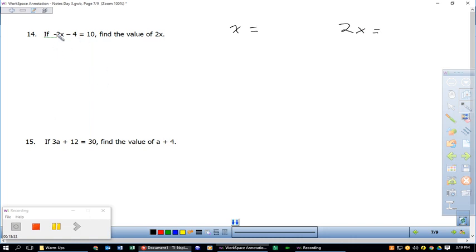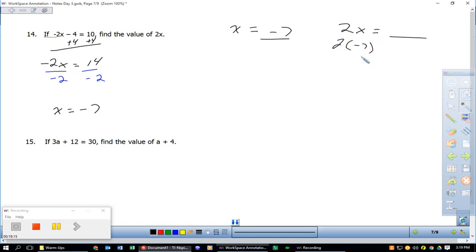All right, so we'll add 4 to both sides. So we get negative 2x equals 14. Dividing by negative 2, x equals negative 7. X is negative 7. Therefore, 2x, that's 2 times negative 7, since that's what x is, negative 14. So the answer we're really looking for is 2x equals negative 14.